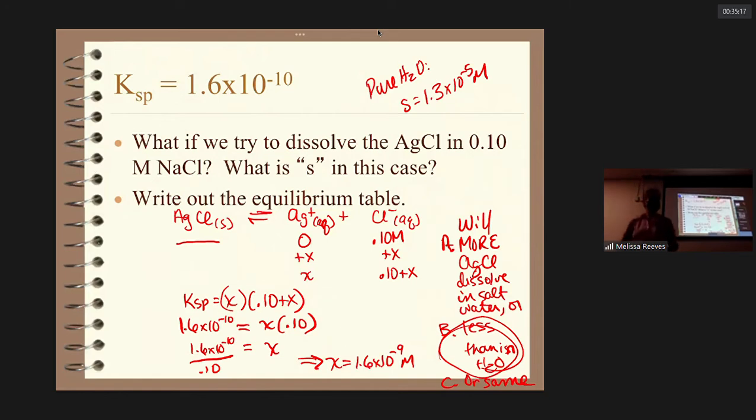So this is called the common ion effect. When there is an ion already in the solution, which is also part of your salt, less of that salt can dissolve. And you can reason it out with Le Chatelier's principle, or you can calculate it out with the equilibrium tables. But they should both give you the same answer, which is that less will dissolve with the common ion present.